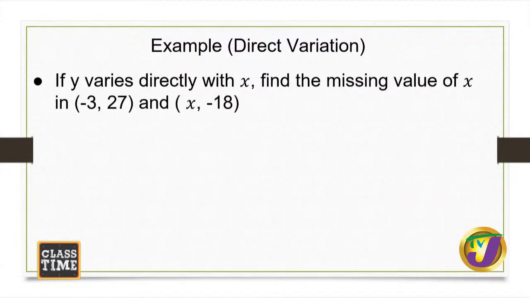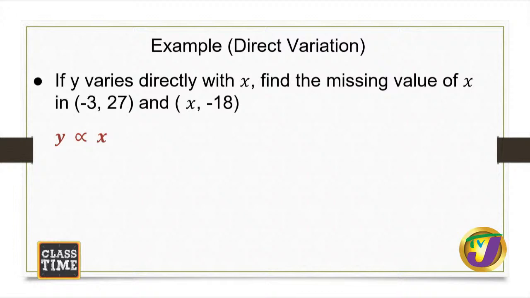I think we're ready for another example. All right. Let's jump right in. And I'm loving this example. Now, if y varies directly with x, we're asked to find the missing value of x. And we're given, not k this time, but a pair of x and y values. So we have -3, 27, and x and -18. So we're going to have to use the pair that has -3 and 27. Okay, so rightly said, we didn't have k, but we know how to find it.